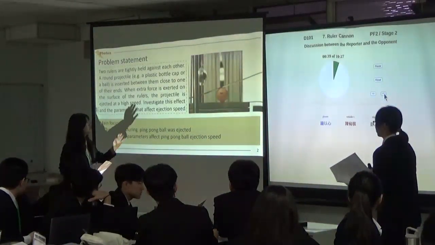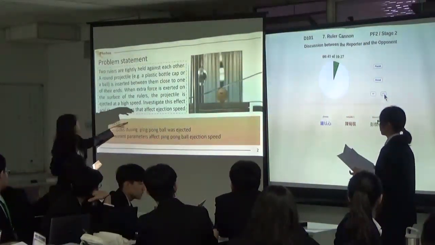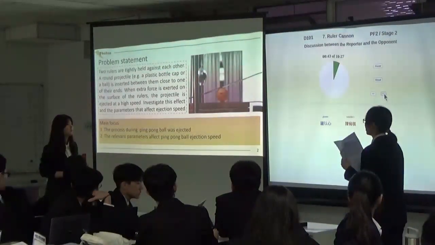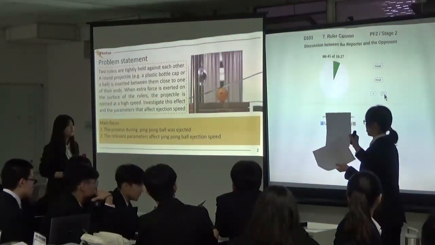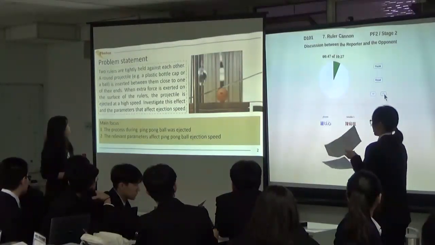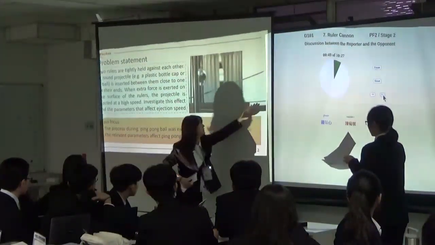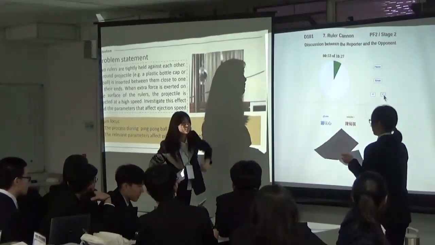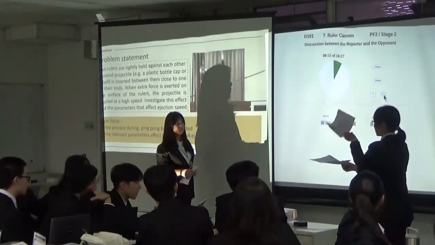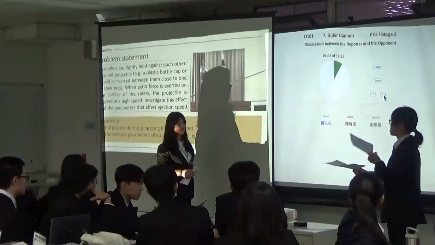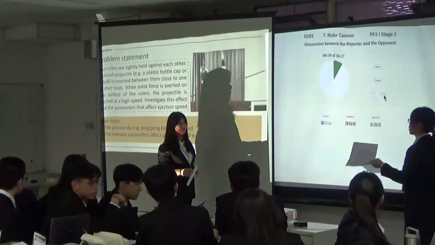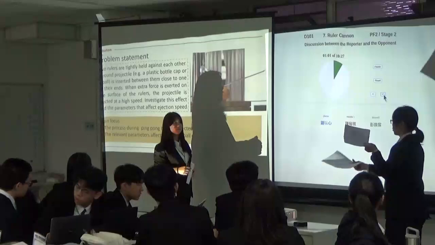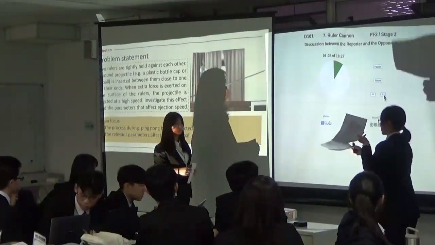I think that our experiment setup fixes this problem statement. Yes, but I want to ask about the first sentence and the 2 rulers. We use 2 rulers, but what's the difference between the table and the ruler? Because the problem statement said 2 rulers, but I think there's a table. It's almost the same as the table.